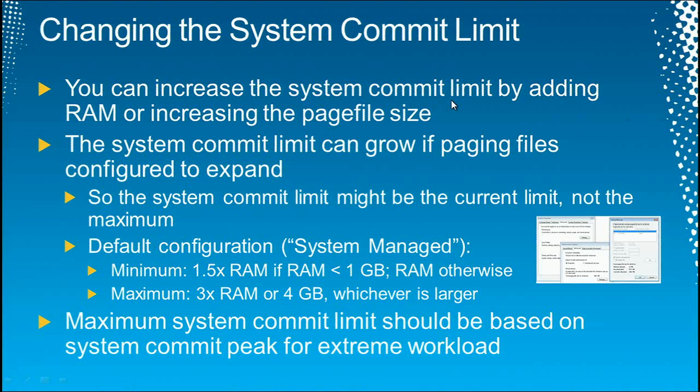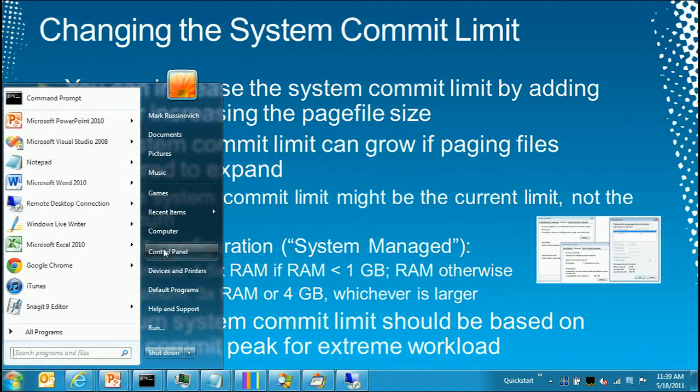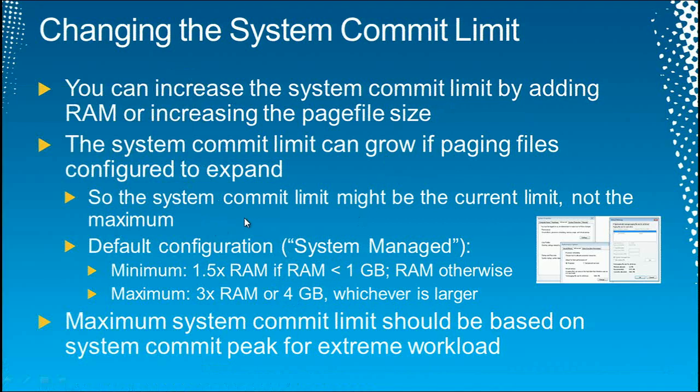So let's talk about why you would want to change that commit limit. We saw a certain commit limit there: size of the paging file plus size of the RAM. So there's a few ways, obviously, you can change the commit limit. One is add RAM. The other one's add sizing to the paging file or add paging files. So how do you do this? Let's go see where this magical setting is stored.